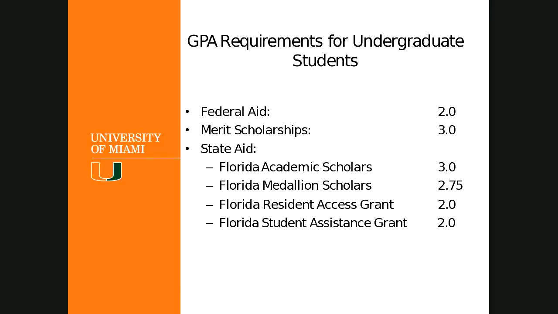Merit scholarships, we're looking for a cumulative GPA of 3.0. So this is your Canes Achievement, your President's Award, your Trustee Scholarship, Gable Scholarship. Any of those, by the end of spring term, you need to have a 3.0.